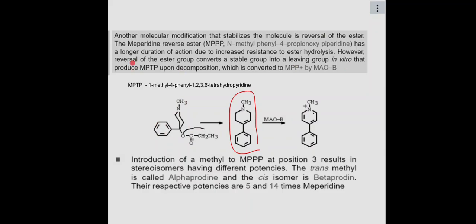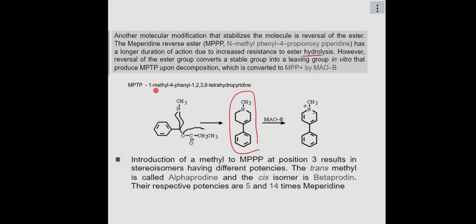So that's what we are saying, as the meperidine reverse ester, which we are calling MPPP, has a longer duration of action due to increased resistance to ester hydrolysis, as I just said. But unfortunately, the reversal of the ester group converts a stable group into a leaving group in vitro. So it converts this stable group here into a leaving group. So it easily leaves. It is more stable to esters, but the whole group can readily leave. And if that happens, then in vitro, that produces MPTP upon decomposition, which is converted to MPP by monoamine oxidases.